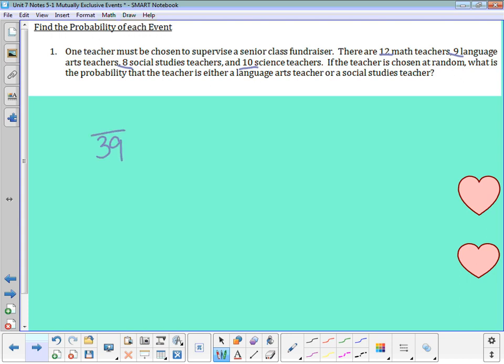So first thing I'm going to do is calculate the probability that it's a language arts teacher. There are 9 language arts teachers, so we can write that.